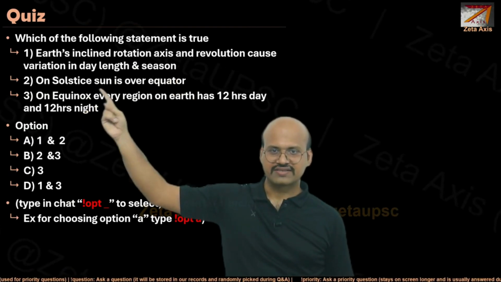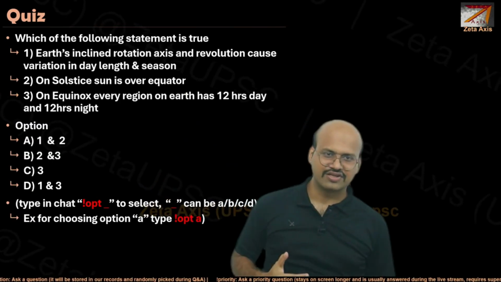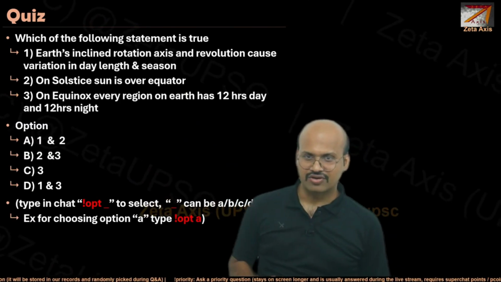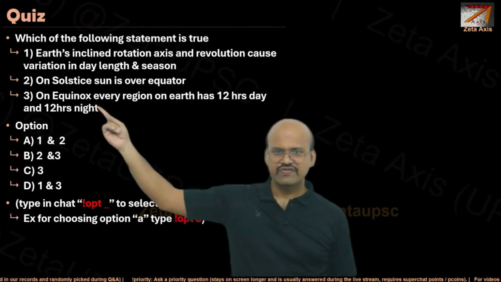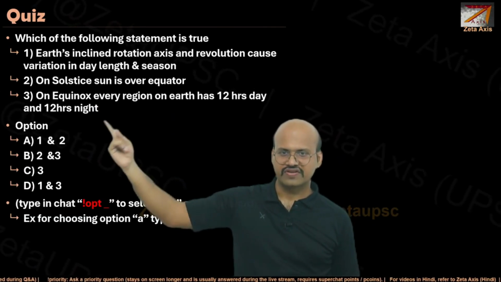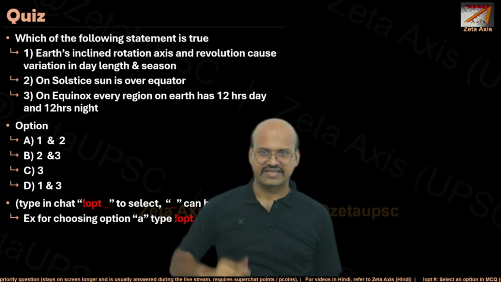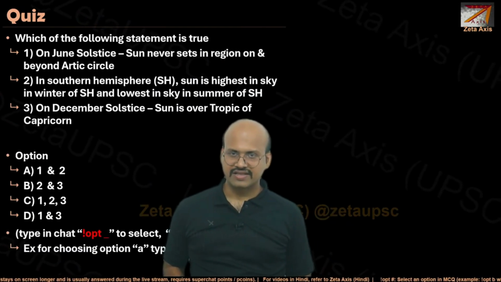On solstice, sun is over equator. This statement is false. We know during the solstice, the sun is over the Tropic of Cancer or Tropic of Capricorn. On equinox, every region on earth has 12 hours day and 12 hours night. This statement is in fact true. 1 and 3 are right statements. Again, there is one more question.